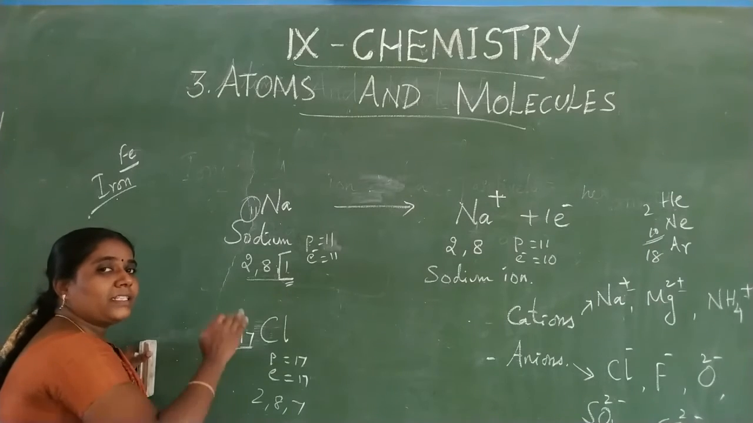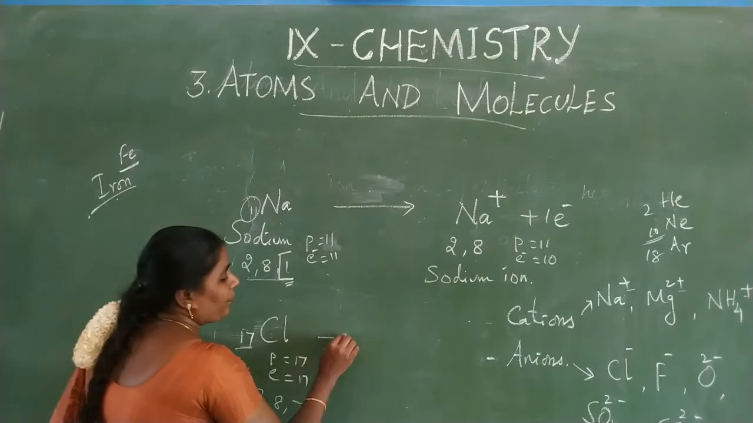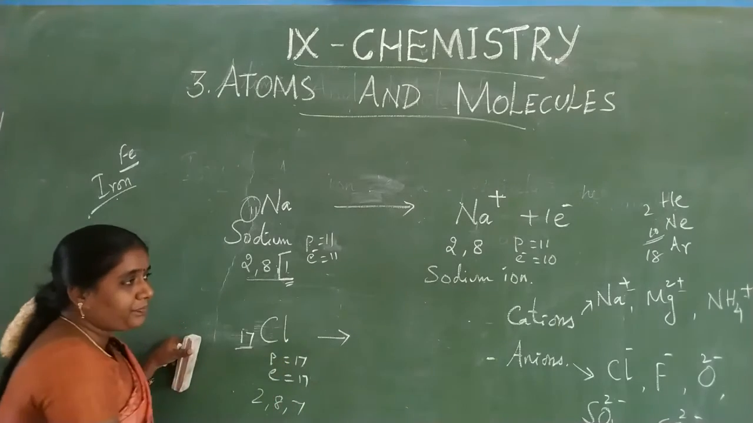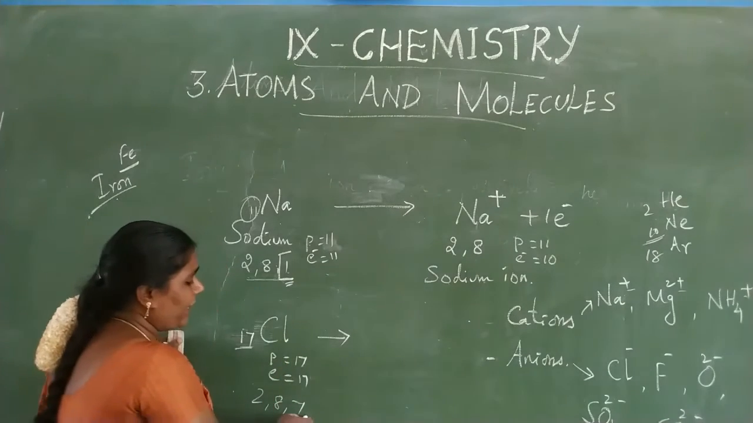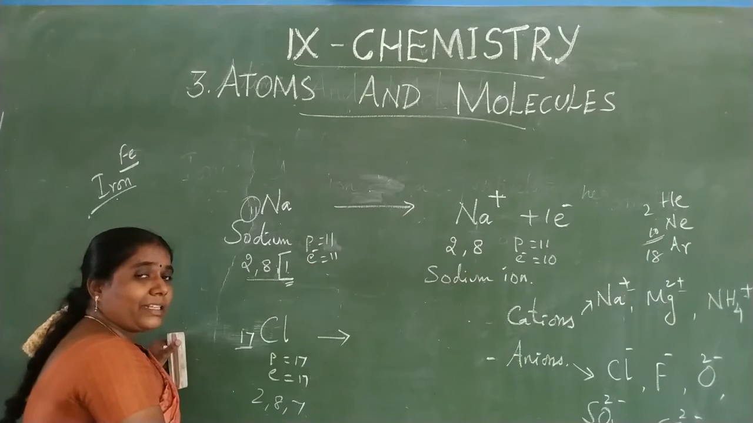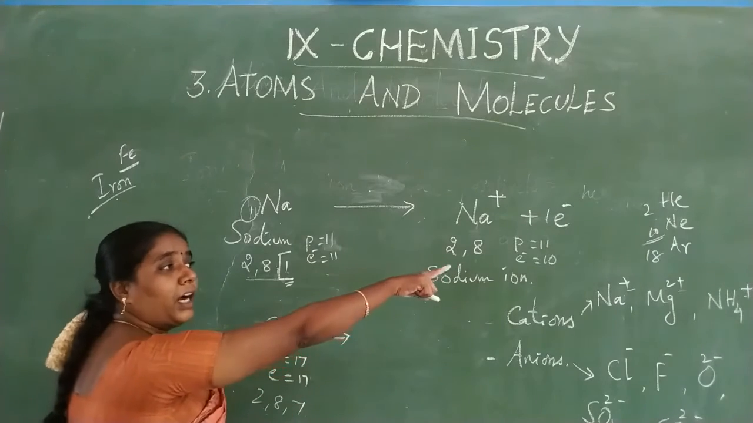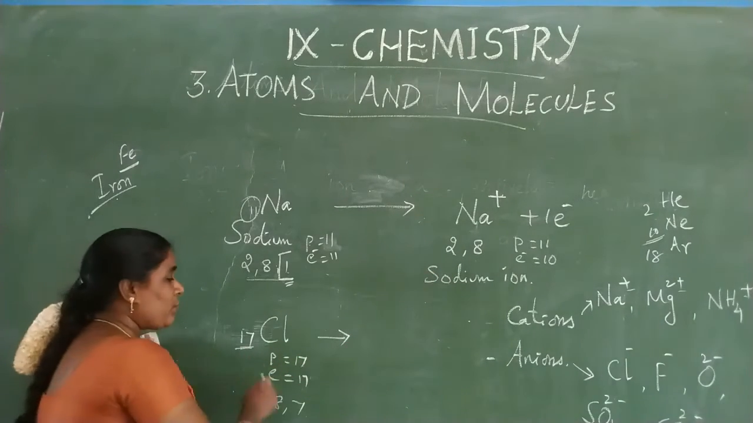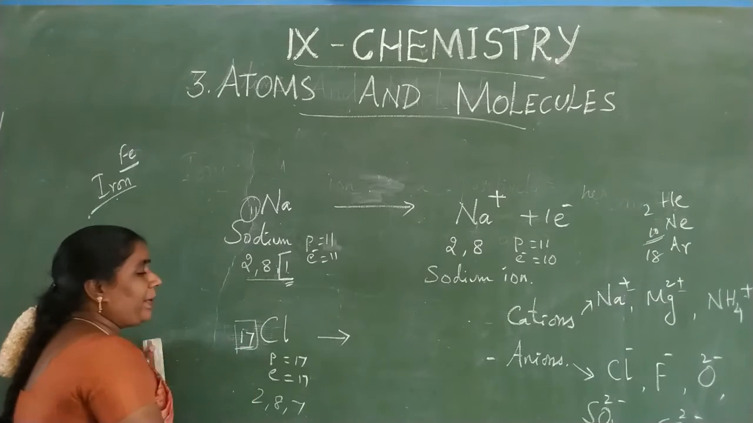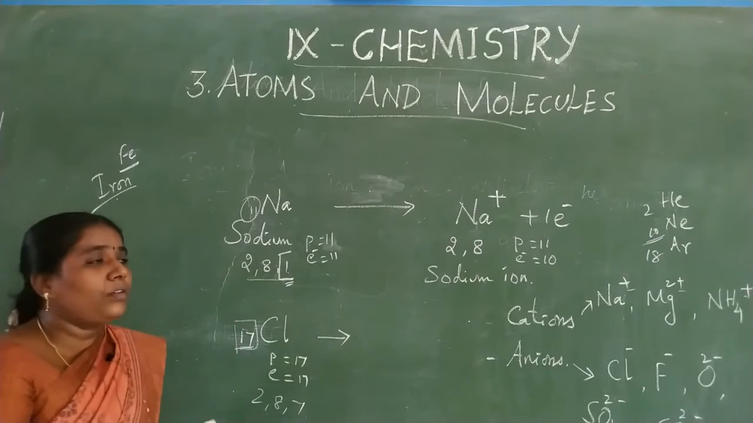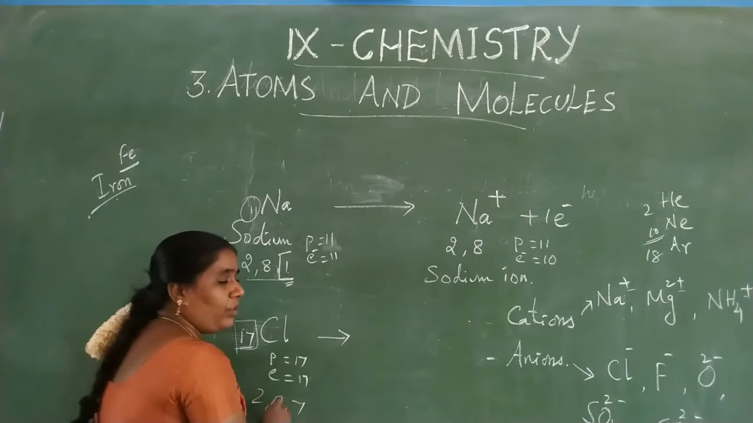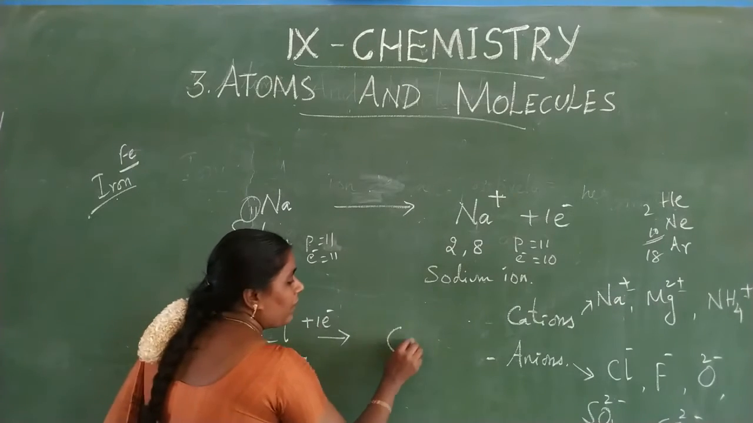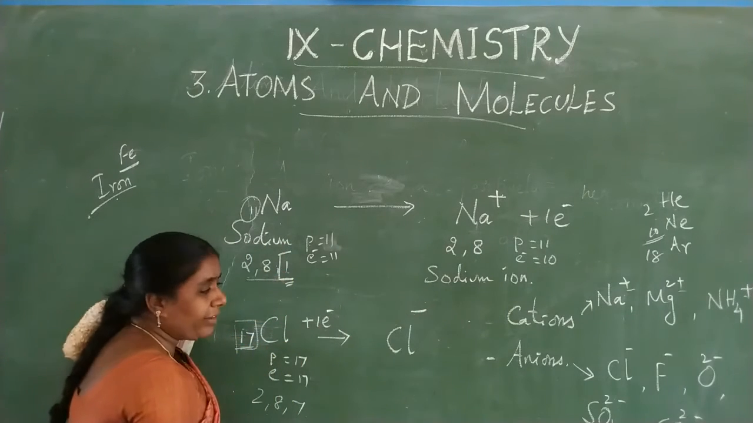That is the arrangement of electrons and their differences. About that I will discuss later. Listen. Which is the nearest stable state? Chlorine will attain the nearest stable state of argon, because chlorine is 17 and argon is 18. So it wants to gain one more electron, and then it will attain a negative charge.